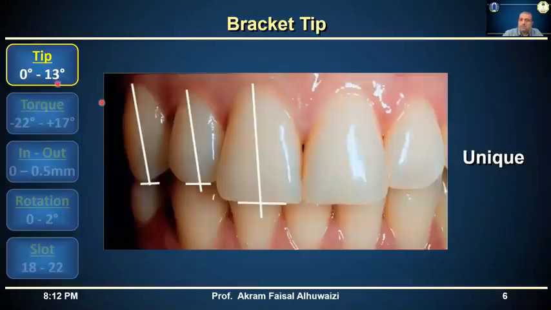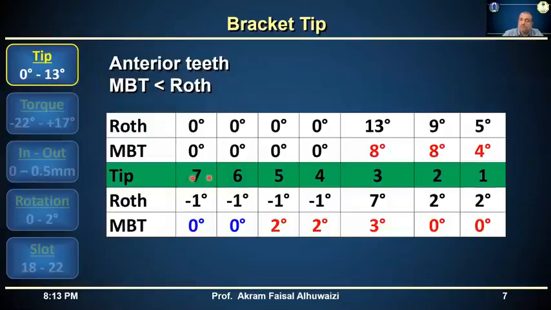And why is this bracket tip important? That's because every tooth has a unique amount of tip that's different from other teeth. And that's why when we go back to the difference between Roth and MBT, I'm not going to go in this lecture into the specifics of Roth versus MBT. I've got another video on that. But here we'll just have some highlights.